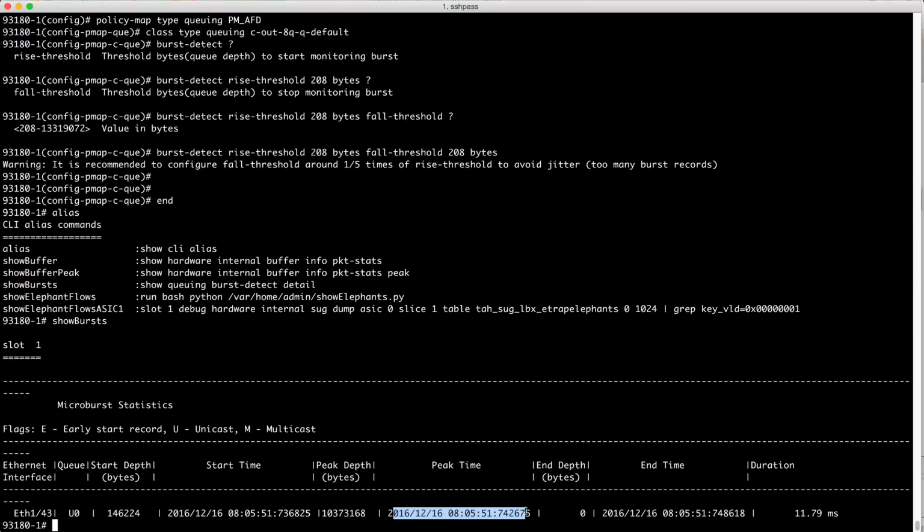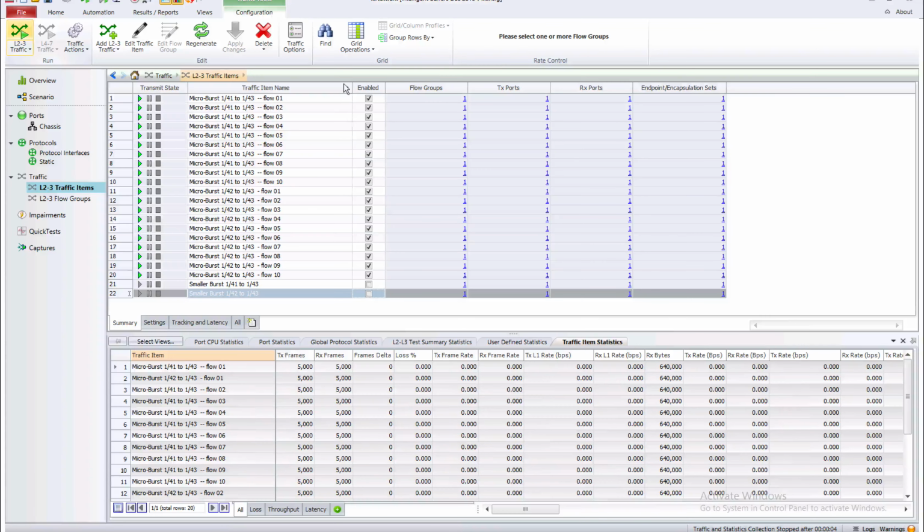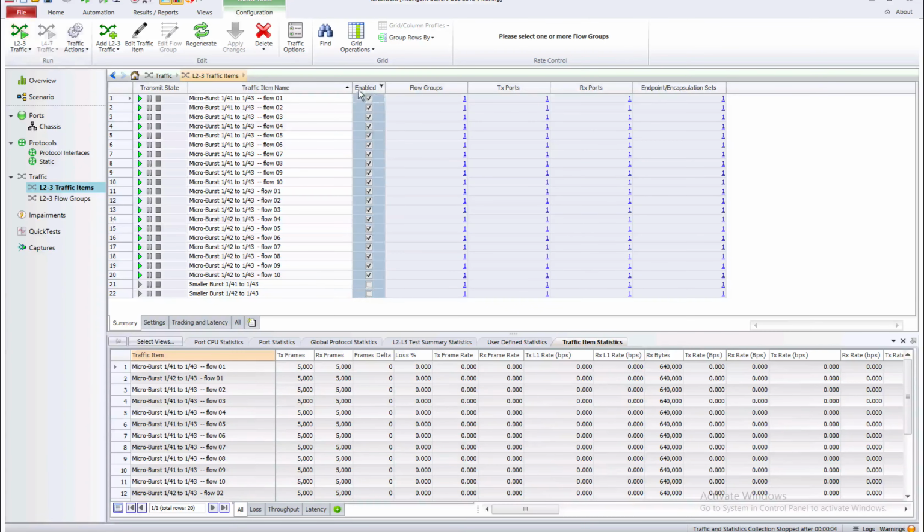And you can see at what time this peak happened. Here the end depth is 0, because at the time we noticed, the burst simply stopped. This is the time when it stopped, and so this is the total duration of the burst. Now this was actually a fairly long burst, but let's go to Xia and let's disable this one.